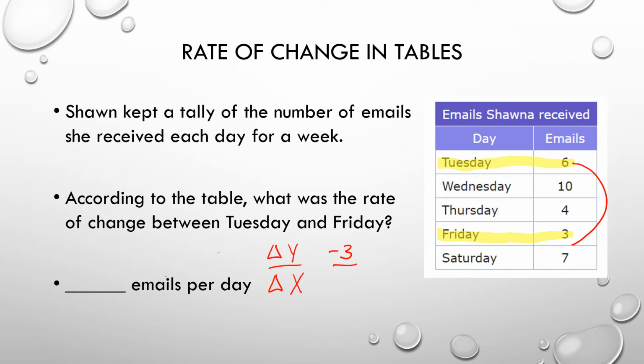And our x value, which is from Tuesday to Friday, you would not count Tuesday, so Wednesday, Thursday, Friday, that is 3. A negative 3 divided by a positive 3, so a negative and a positive give us a negative, and 3 divided by 3 is 1. So your answer would be negative 1 emails per day. So each day your emails were decreasing by an email.